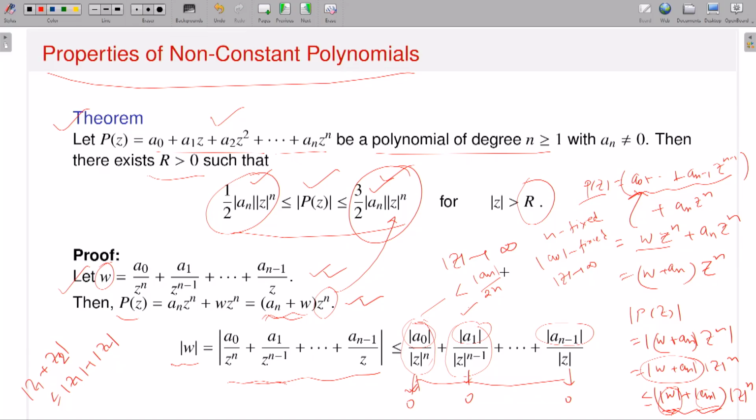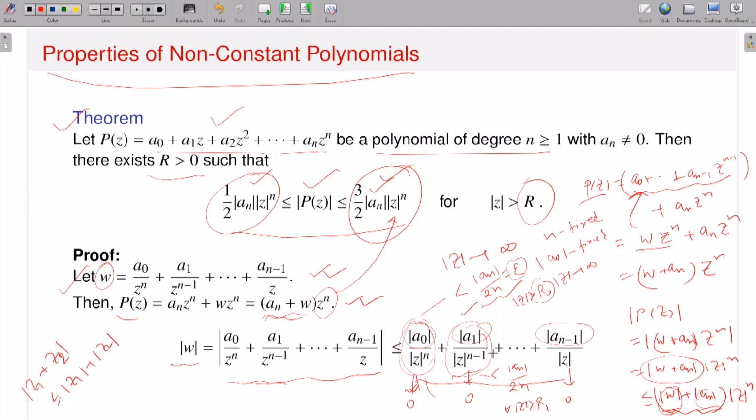So then what I will do, given epsilon, which is mod an divided by, say, 2n, it is a fixed number, let it be epsilon. I can make this less than epsilon if mod z is greater than, say, r naught. I can do that because mod a naught divided by mod z to the power n goes to 0. Similarly, this object I can make less than, again, mod an divided by 2n, but this time mod z might need to be greater than r1.